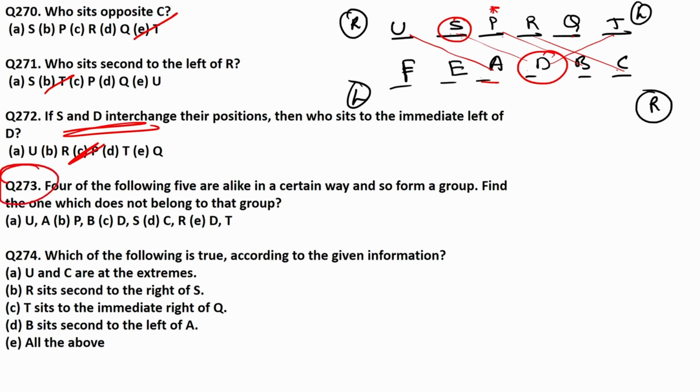And the final one: which of the following is true according to the given information? U and R are at the extreme ends. Yes, it's true. R is second to the right of S. So R is not second to the right of S. R is the second left of S. So one is wrong. Definitely all of the above is also wrong. So that is the first option.